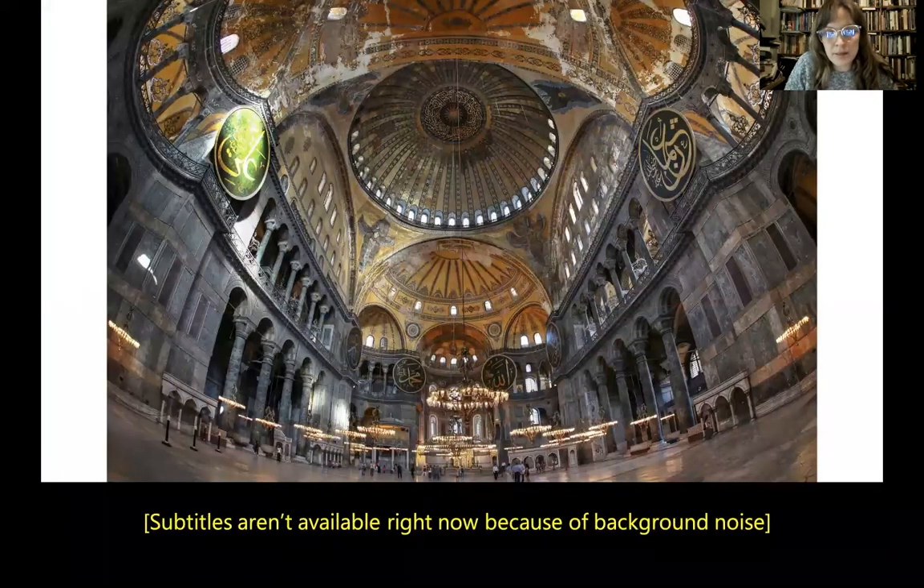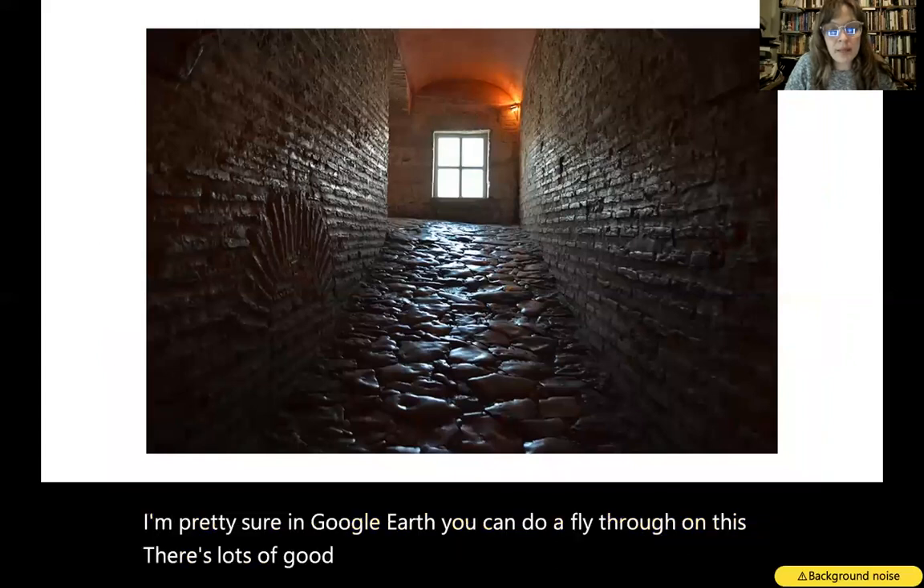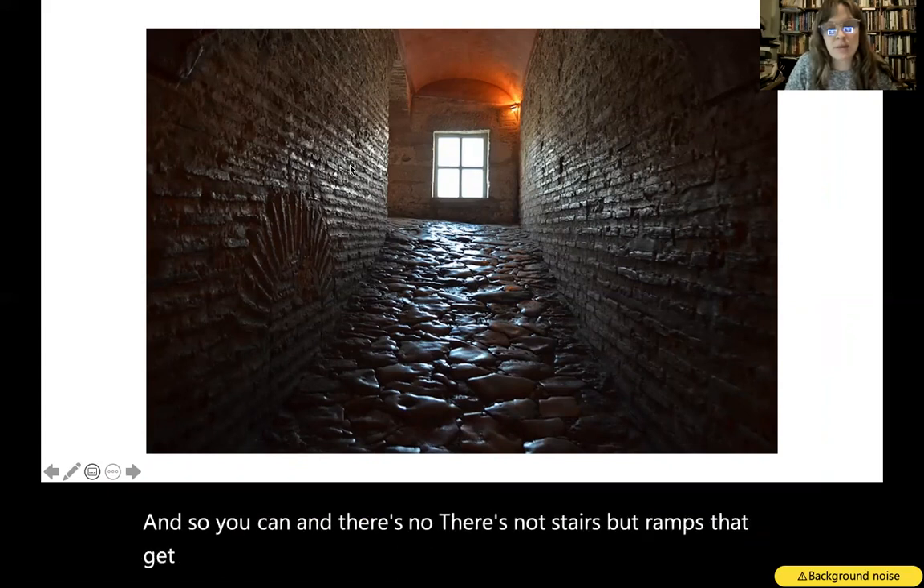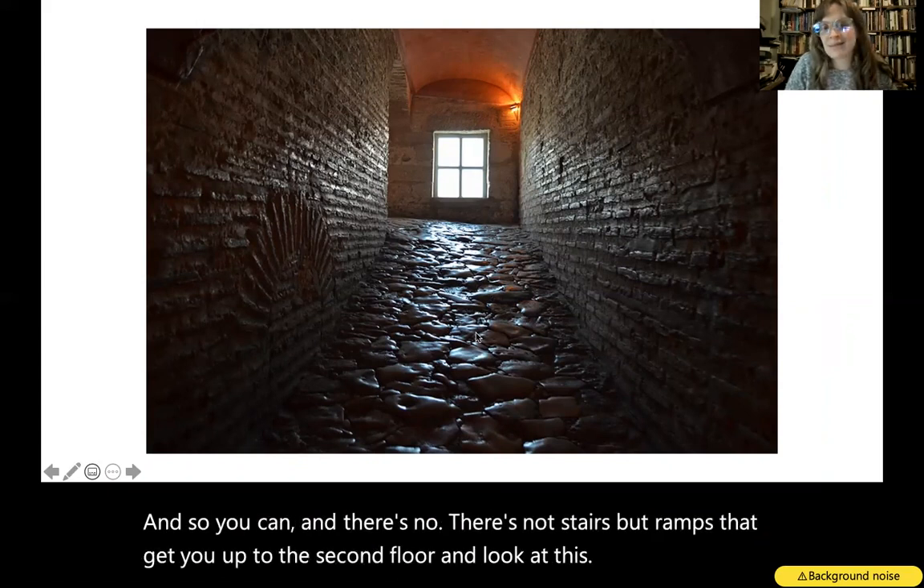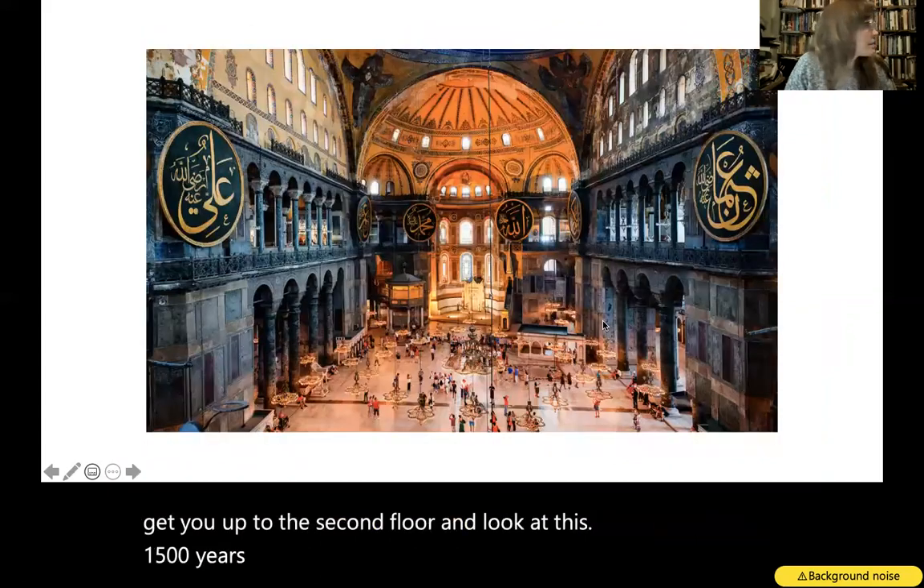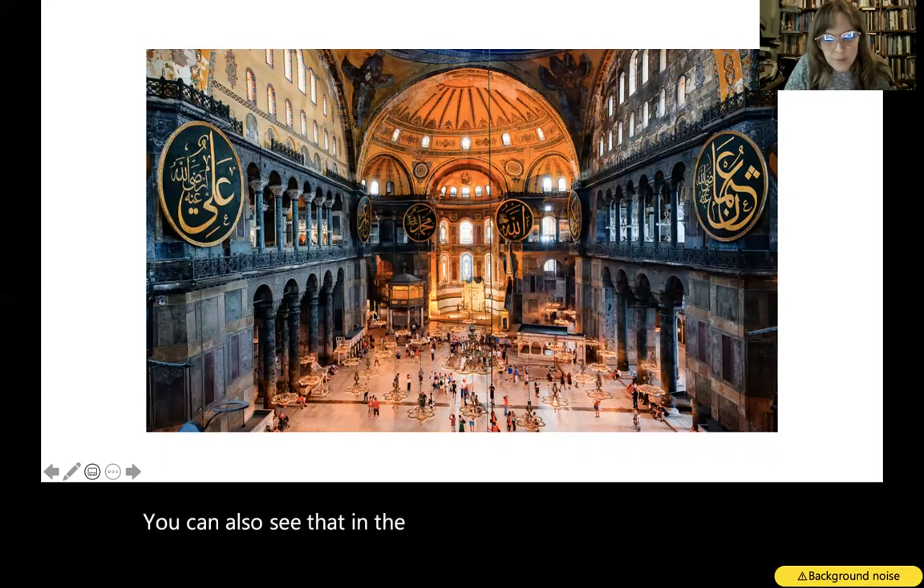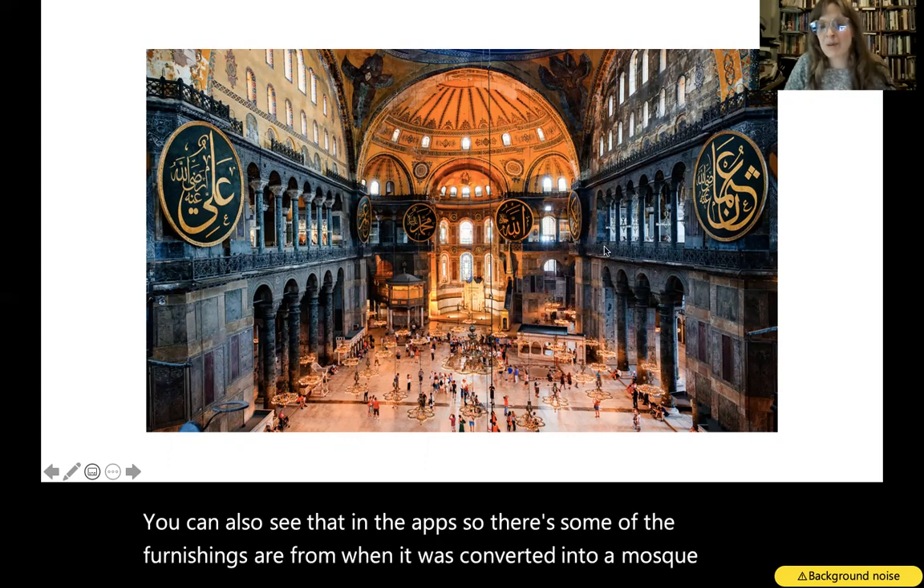I should be a little slower here. I'm pretty sure in Google Earth you can do a fly through on this. There's lots of good resources on that. And there's not stairs, but ramps that get you up to the second floor. And look at this, 1,500 years of people walking up these steps. And here's what it would look like from the second floor. The roundels, we'll talk about this in a minute, are added in the 19th century. And you can also see that in the apse, some of the furnishings are from when it was converted into a mosque. So we can talk about those when we talk about mosques.